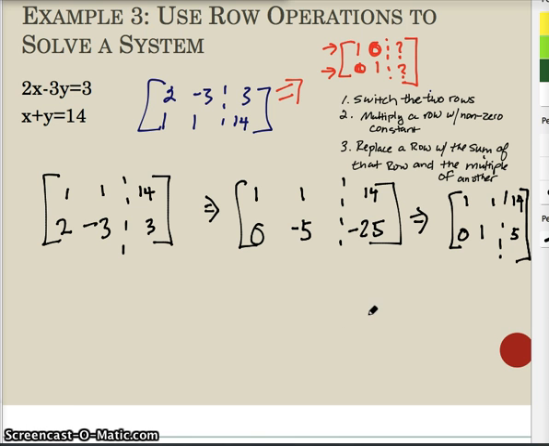I'm really on my way, guys. I've got 1, 0, I need a 0 and a 1, and I'm done. Already you can see that the y value is 5, right? Can you see that? I hope so.